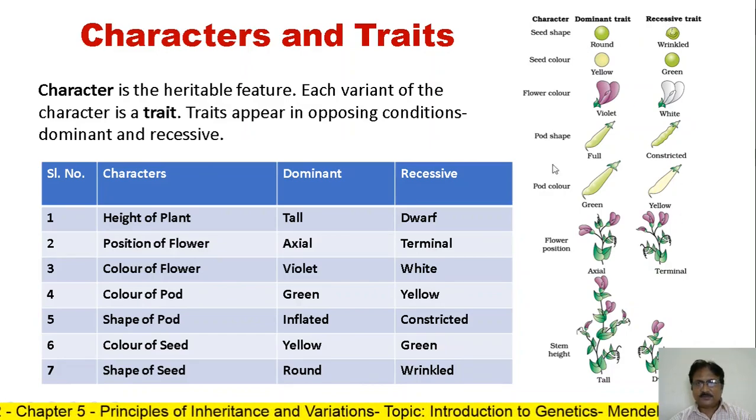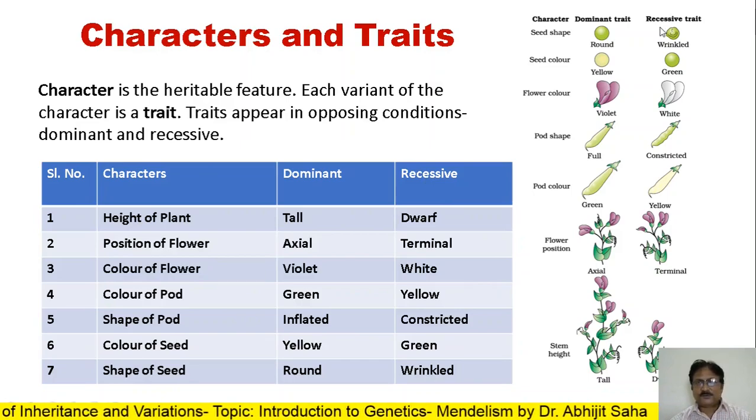So this is a very important question which is very frequently asked. What are the 7 characters Mendel had chosen for his experiment? And write in a tabular form the dominant and the recessive traits.